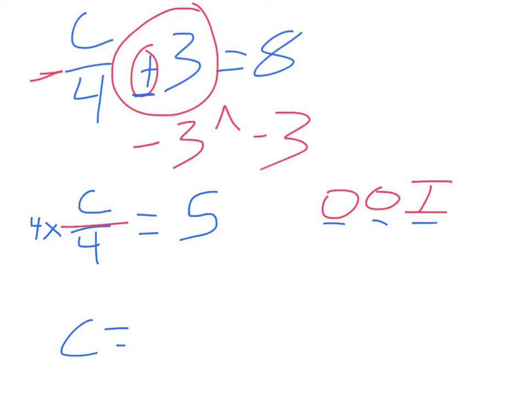I'm using the opposite operation to help me isolate. If I want to get C alone, I need to get rid of that 4, therefore I've got to multiply by 4. If I do it to one side of my equation, I must multiply the other side by 4. That leaves me with C alone, because those cancel out, and now I'm left with C equals 20. So I just did two different steps. I subtracted 3, then multiplied by 4, and that's how I got to my C. I did my opposite operations to help me isolate.